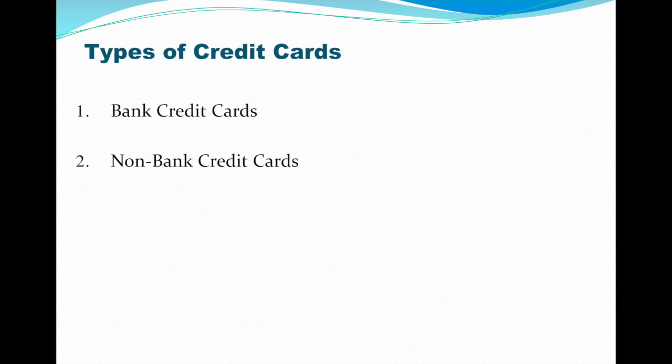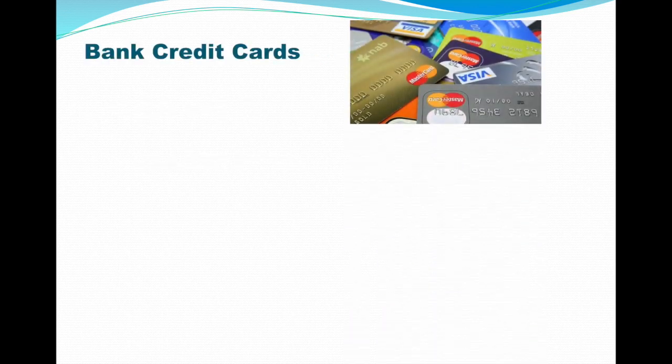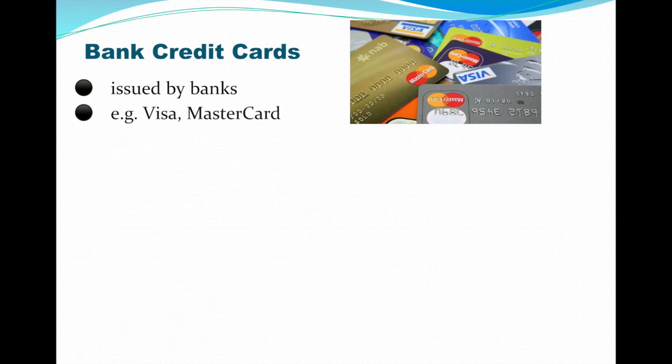So, types of credit cards. There are bank credit cards and non-bank credit cards. Now, bank credit cards, I believe, are the most common. And if you have a credit card, you probably have one. For example, we have Visa and MasterCard, but they are tied to specific banks. For example, mine is an RBC Visa. A bunch of my friends have Toronto Dominion Visas. Haven't seen many MasterCards, actually.